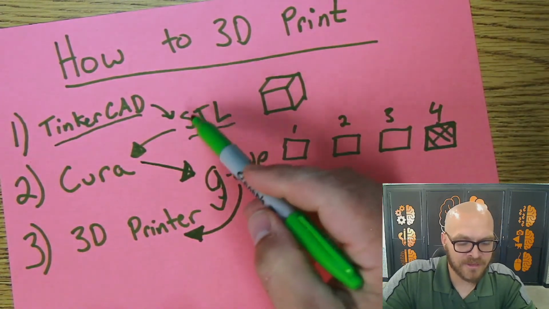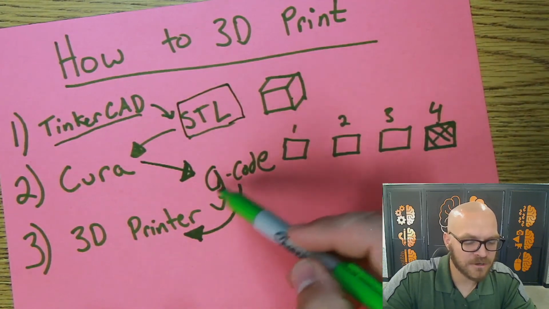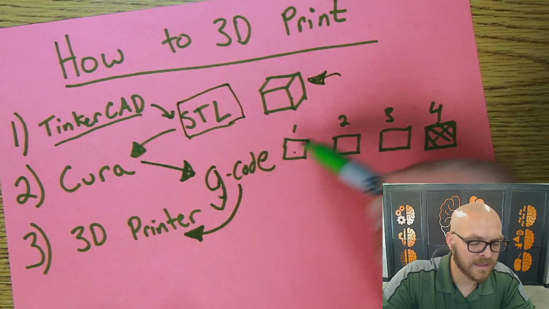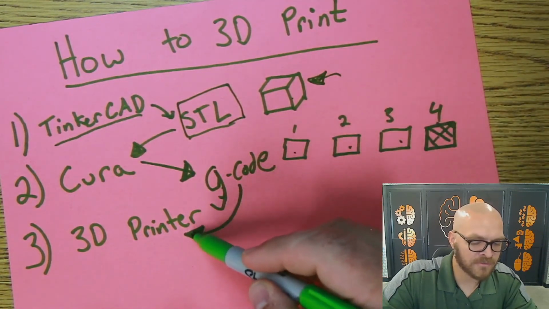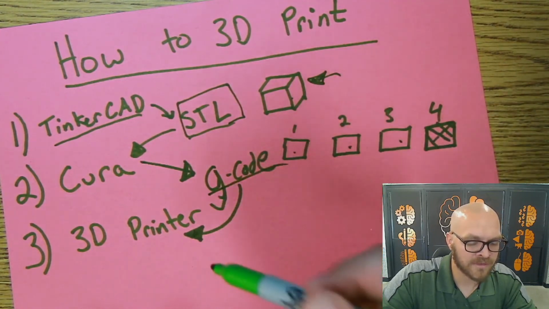So STL files give you just the solid. G code files have that same information, except now it's in layers that are set just for your specific printer. So the G code tells your printer exactly what to do.